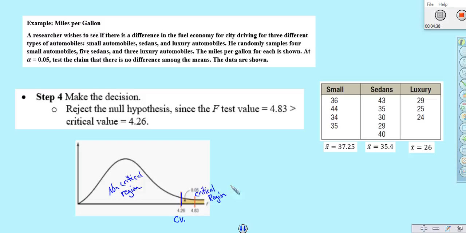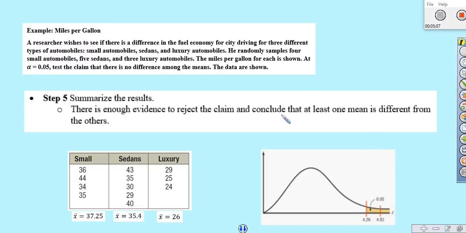We've been working on hypothesis testing for a long time this semester, so I think you get the idea of critical and non-critical region. The critical value establishes that cutoff. In this case, we had a test value of 4.83. That's our F test value. We can see that our test value is inside the critical region, so we would reject our null hypothesis. To summarize, there is enough evidence to reject the claim and conclude that at least one mean is different from the others. So we have a significant difference.